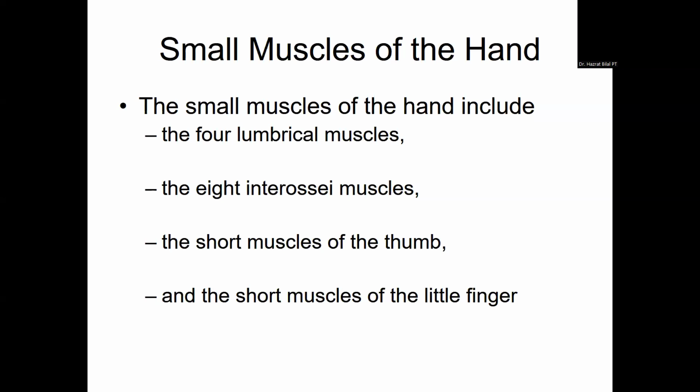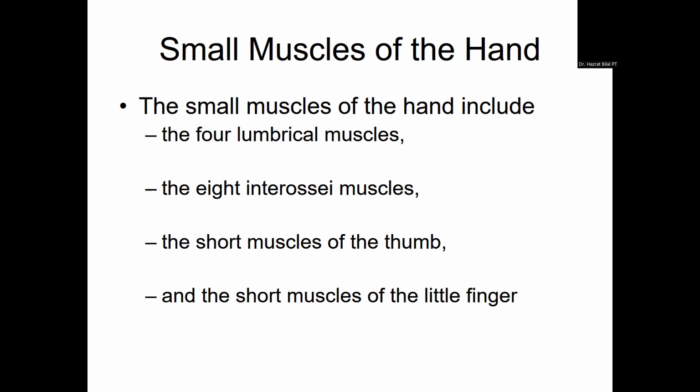Intrinsic muscles do not necessarily all originate from the epicondyle. Some of these muscles are originating from the shaft of the radius and ulna. One of them is the palmaris longus, and the other muscles, they all share the common flexor tendon and extensor tendon, originating from that medial epicondyle and lateral epicondyle.